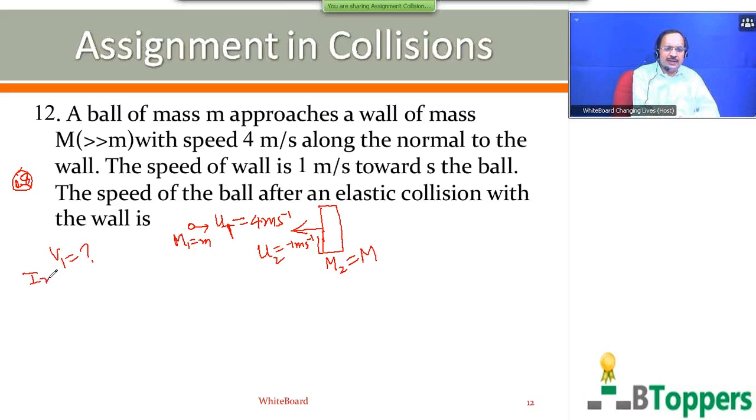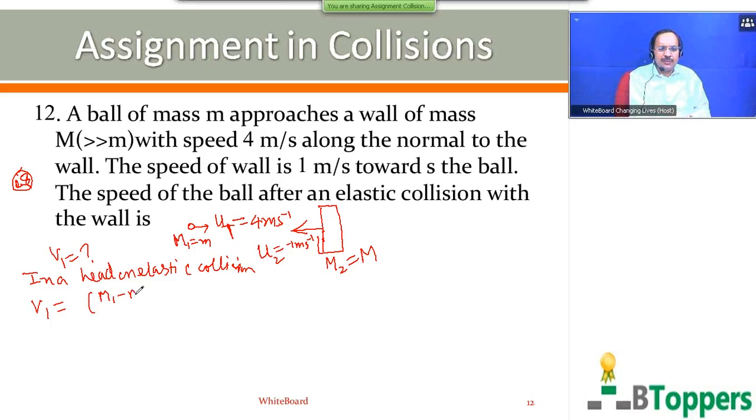So in a head-on elastic collision, you can write v1 equal to (m1 minus m2) by (m1 plus m2) all multiplied by u1, plus 2m2 by (m1 plus m2) into u2.